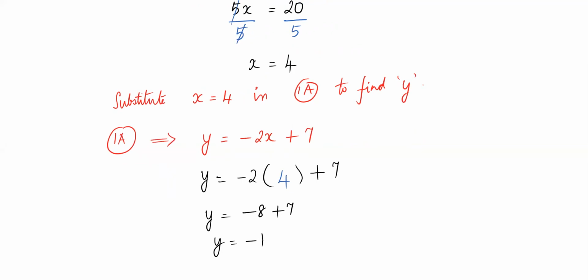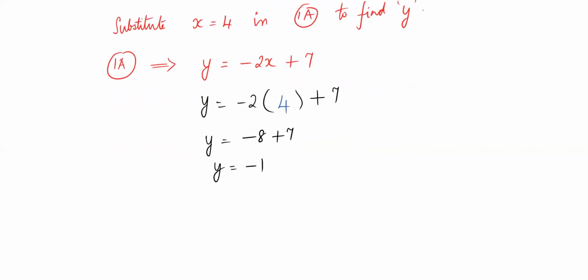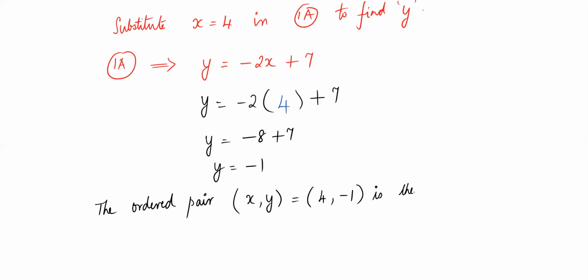So we found x and y, the ordered pair. Let's write that here. The ordered pair, because you know it's a point, right? Graphically, it's a point, and points are written as ordered pairs. You found x and y, you need to write it as an ordered pair. I'll just write here x comma y, which is 4 comma negative 1, right? The ordered pair we found is the solution to the system.